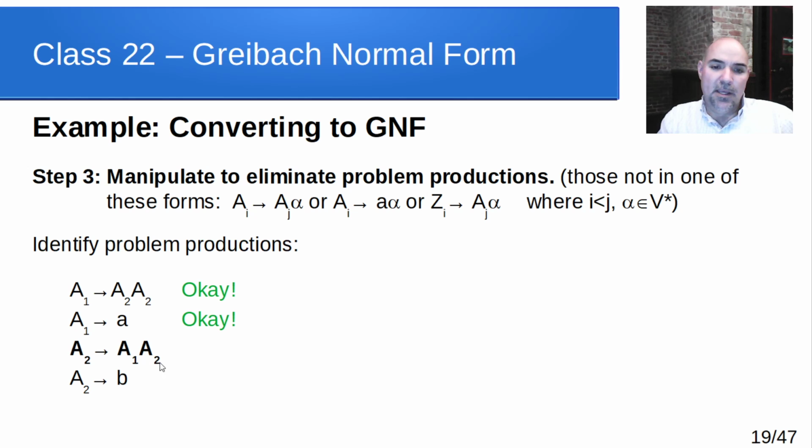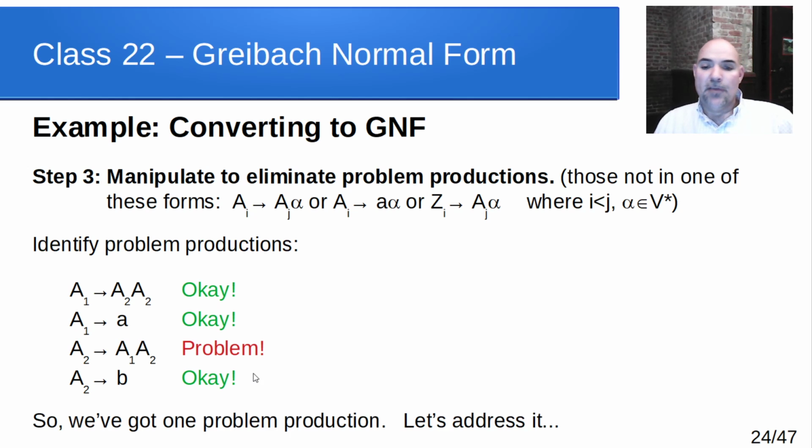Now we're on to the third one. A2 produces A1 A2. That looks like this form here, but the j and the i are backwards. So that's a problem production. We're going to have to deal with that one. Let's just finish up the last one here before we deal with that one. A2 produces b. That one fits the second form, a followed by that, and that one is okay, just like this one up here was okay. So of those 4 productions, one of them turned out to be a problem. We're going to need to address that, and that's one where the sequence was incorrect.